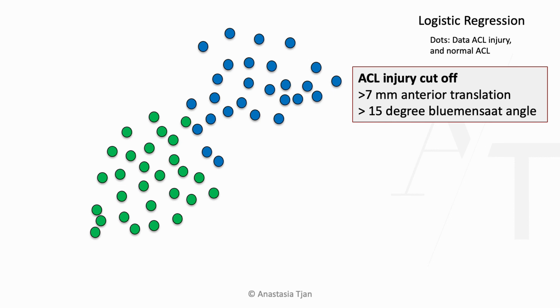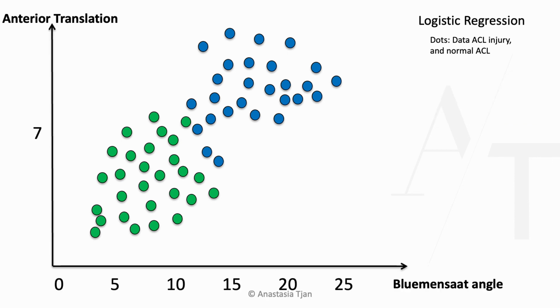Logistic regression. An example to determine ACL injury or normal ACL on knee MR is used to portray this method. The two features are anterior translation with cutoff measurement more than 7 mm and Blumensaat angle more than 15 degrees. All data is put into this graph as dots. The green dots represent data with normal ACL, while the blue are with ACL injury. Then we draw a line to separate the two classes.